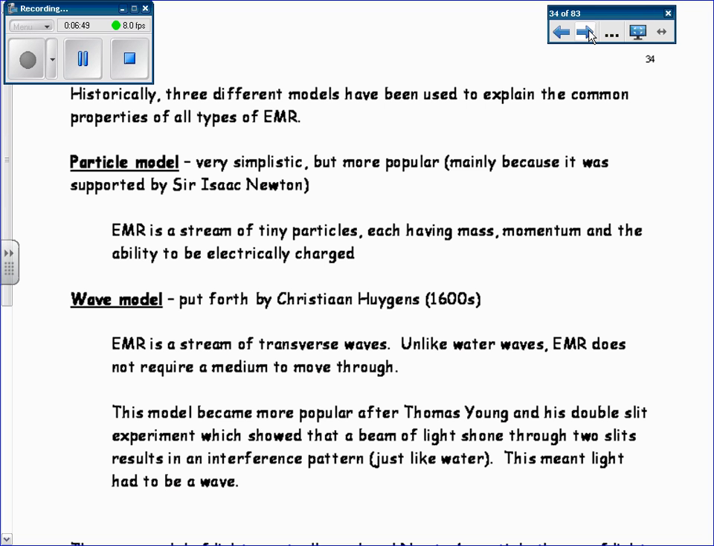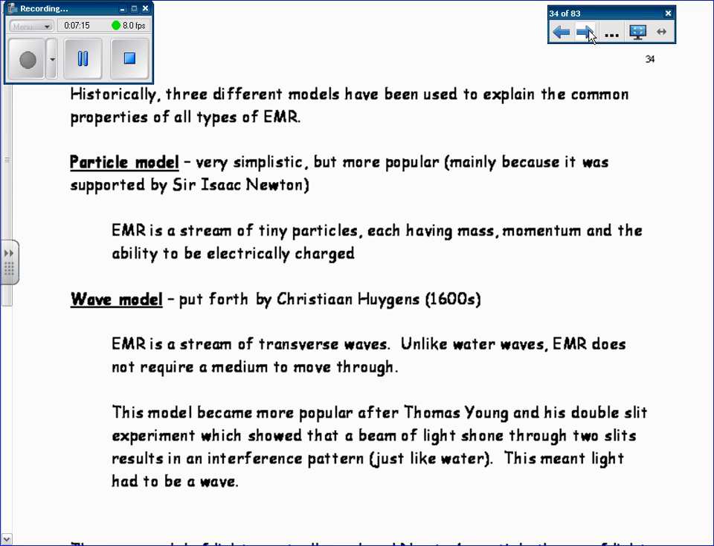Then there's the wave model, which was put forth by Christiaan Huygens in about the 1600s. He said that EMR is a stream of transverse waves. But unlike water waves, EMR doesn't require a medium to travel through. It can travel through a vacuum, it can travel through air. We know that part is actually true because EMR travels through space, and there is no atmosphere in space, so there is no medium there for it to travel through.